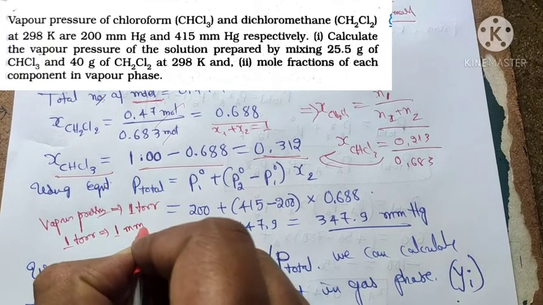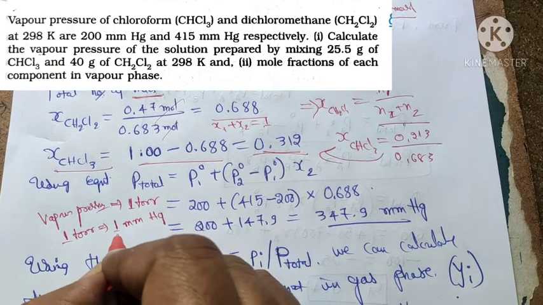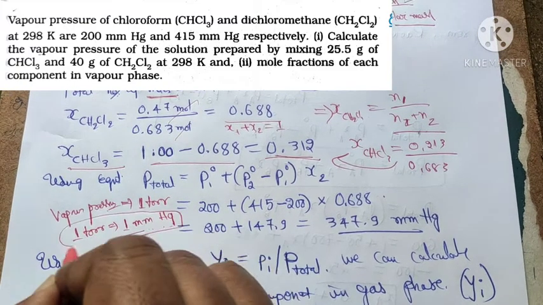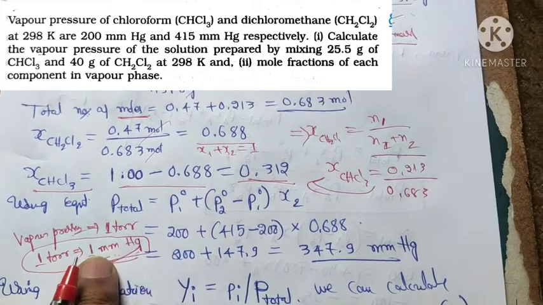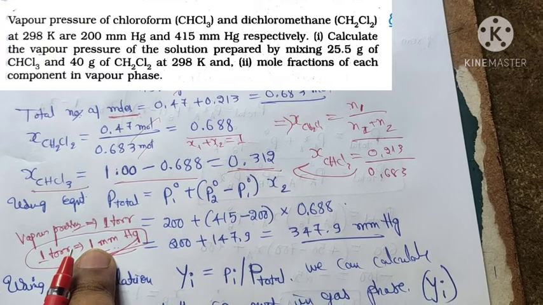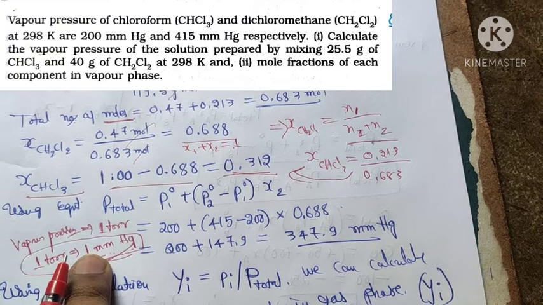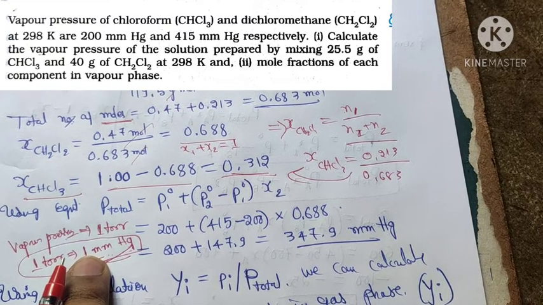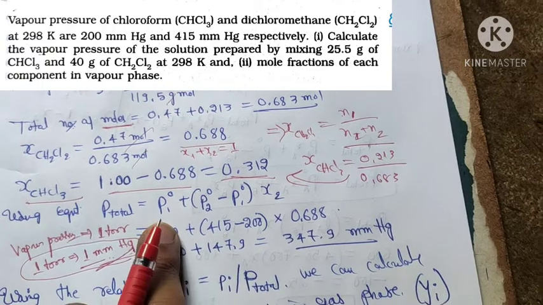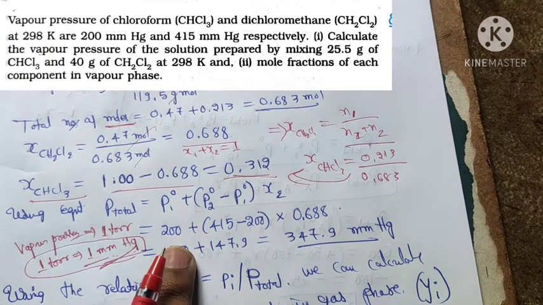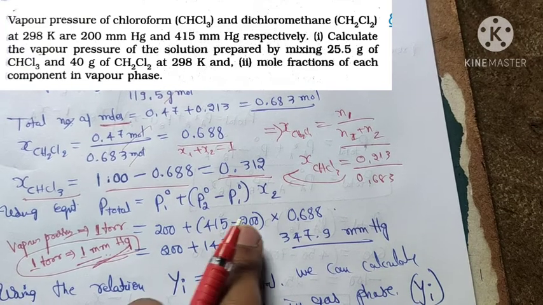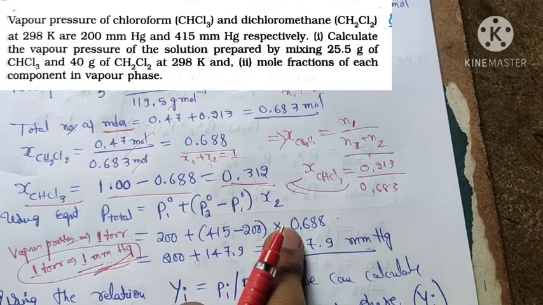1 torr means 1 millimeter of mercury. So the vapor pressure, see the question, 200 millimeter of mercury is for chloroform and 415 is for dichloromethane. So P1 is considered 200, P2 is 415, so 200 then into x2.